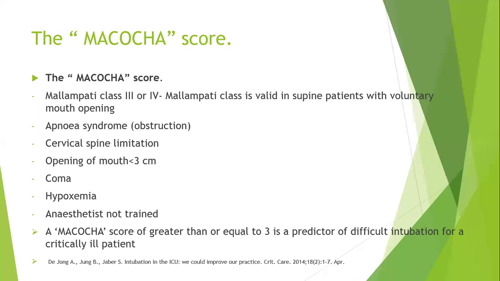So the MACOCHA components: M for Mallampati class 3 or 4, patients with apnea syndrome, obstruction, patients with cervical spine limitation, spinal cord injury, patients with limited mouth opening less than 3 centimeters, cannot take 2 fingers, patients who are comatose, patients who already are hypoxic, all right? And when the operator, whether anesthetist or non-anesthetist, is not trained. So you do this score for all your patients, and a MACOCHA score of greater than or equal to 3 is a predictor of difficult intubation.